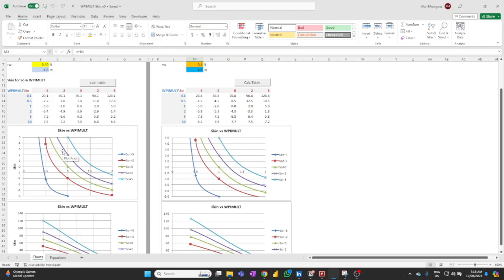Likewise, if our initial skin was, for example, minus 5, that means we move along the blue curve, okay? And our WPIMULT is now 0.5, that is, we halve the productivity. That means now our final skin is somewhere in the vicinity of minus 2. So we went from minus 5 to minus 2 by halving the productivity. Okay, so actually we're increasing skin because we went from minus 5 to minus 2.